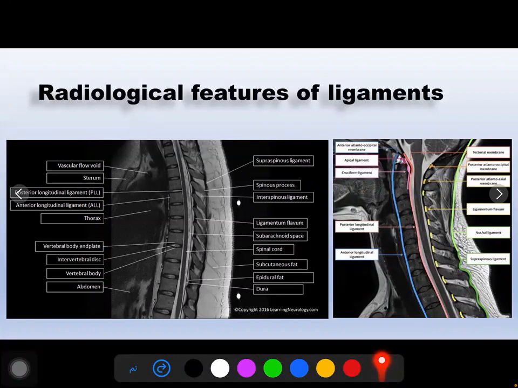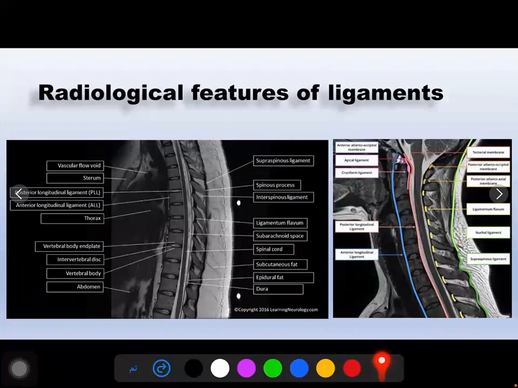Another ligament joins the tips of the spinous processes. This is the spinous process, and this ligament joining the spinous processes from C7 is called the supraspinous ligament, in green color. It extends from C7 to the sacrum and continues superiorly as the nuchal ligament. This is the nuchal ligament, extending to the external occipital protuberance.